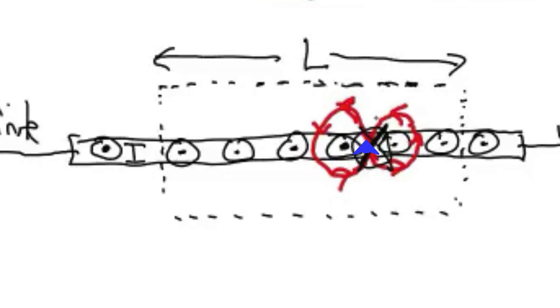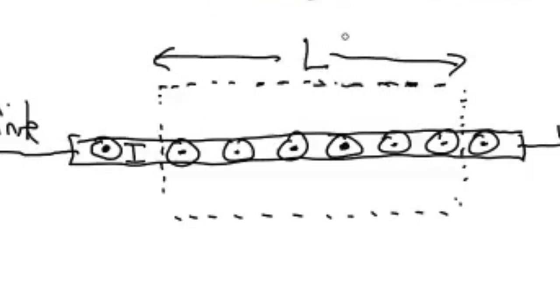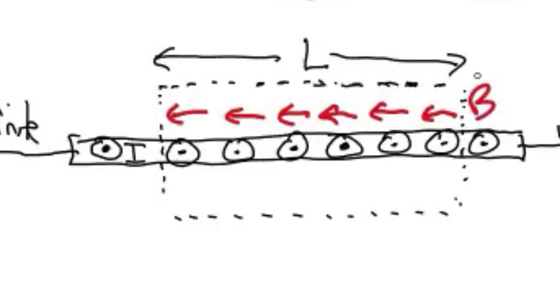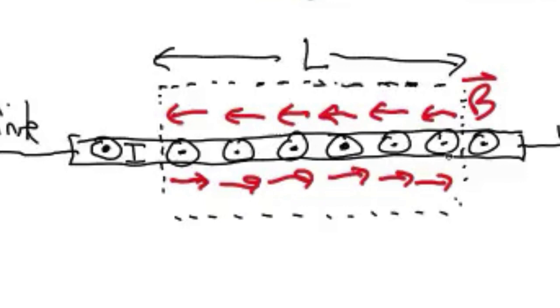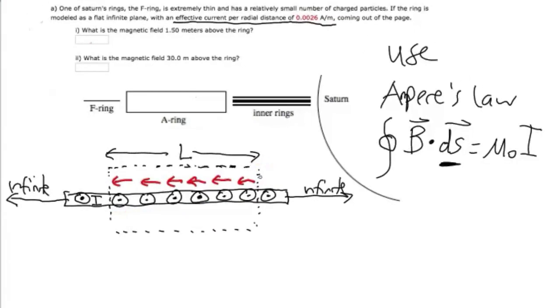In between those two, it cancels. Above this line, the magnetic field is always going this way. This is the direction of the magnetic field, B. Down here, as you can imagine, it's down this way as well. It's in the opposite direction. The B field is that way. And the B field still exists out here. I just am not concerned about that because that's outside my Amperian loop. I'm going to use Ampere's law. We want the magnetic field that is at this point 1.5 meters above the ring.